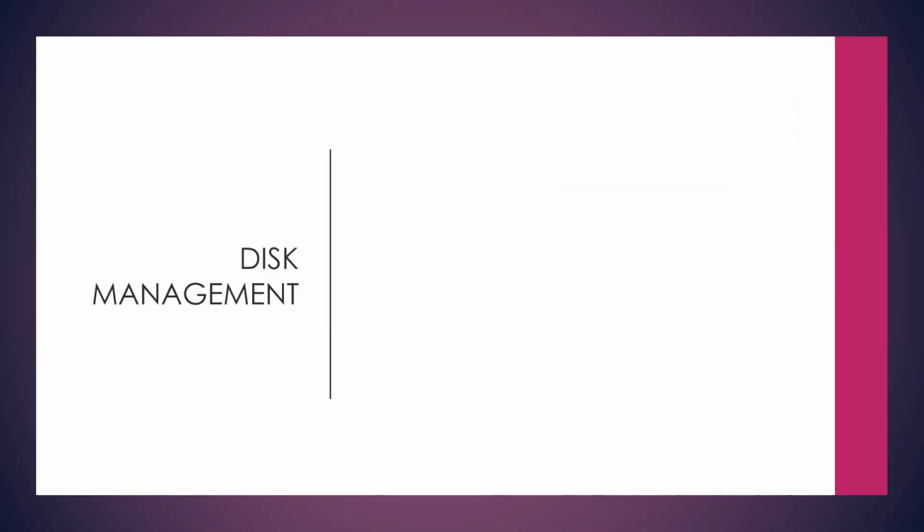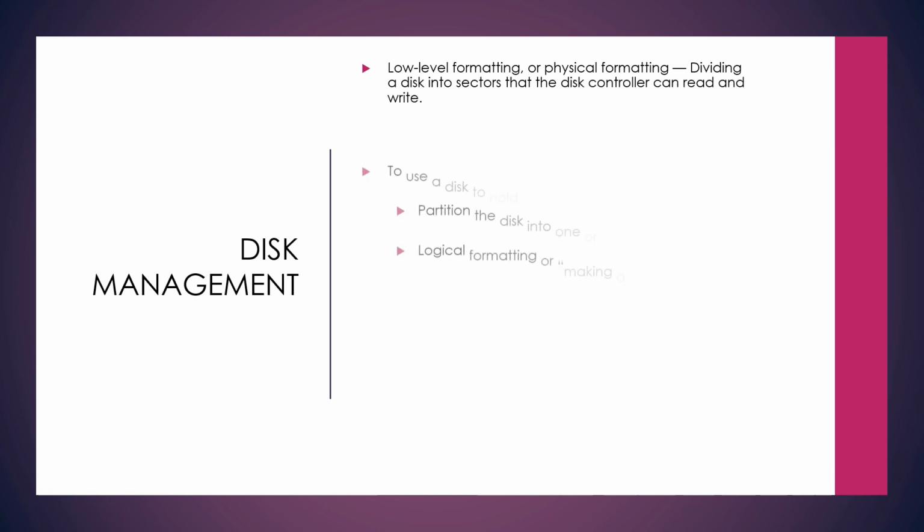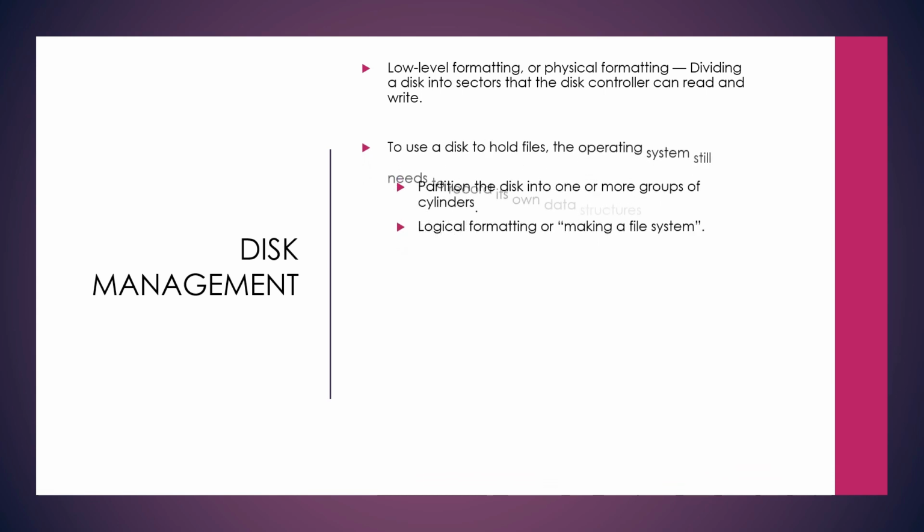Going forward, let us see what disk management is. Low-level formatting, or physical formatting: dividing a disk into sectors that the disk controller can read and write. To use a disk to hold files, the operating system still needs to record its own data structures on the disk. Partition the disk into one or more groups of cylinders. Logical formatting, or making a file system.